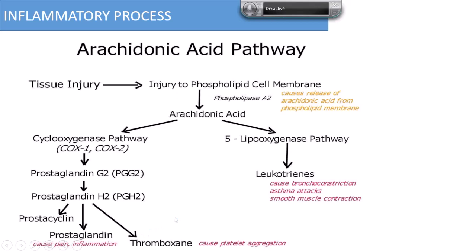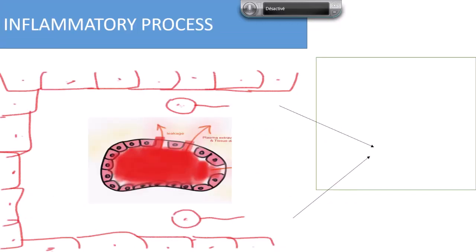Alright, so let's look at how these cardinal signs, this swelling, pain, redness, heat, come about properly. We are looking at the tissues here. This is our blood vessel. These inflammatory mediators, histamine, prostaglandins, leukotrienes, cause change in vascular permeability. How? They stimulate the endothelial cells of the blood vessel, causing their contraction.